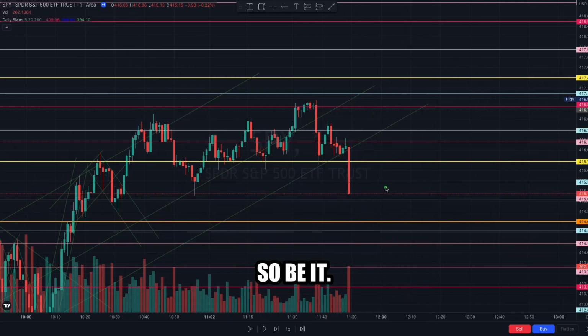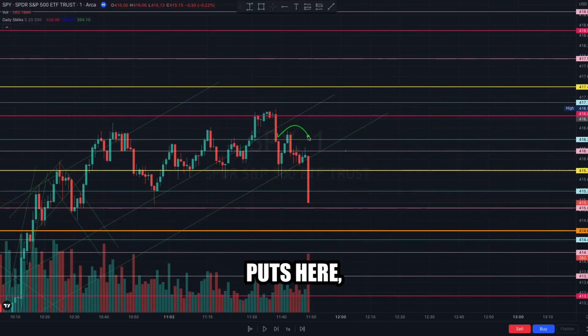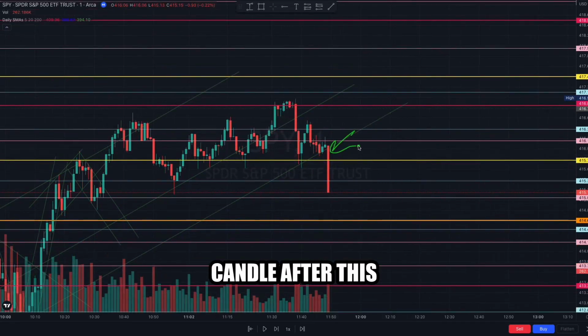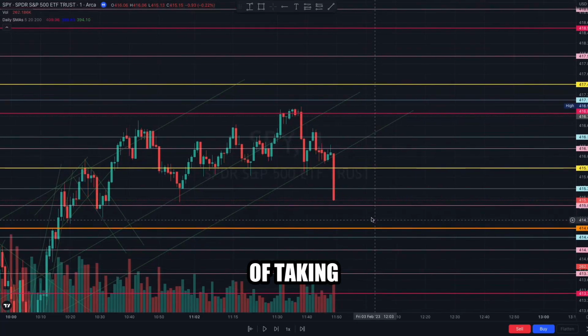If it goes down, so be it. Let it retrace. It will retrace some form of another. It will retrace back to yellow, or it will form some sort of bear flag and push down. So that's what we want to be paying attention to, even if you missed this trade. If you took puts here, right, and immediately we broke out of channel in a large volume red candle, immediately reward yourself. Take some profits here, right? Take some profits immediately, especially after every large red candle, because chances of a green candle after this red is very, very high. So you don't want to miss the chance of taking some profits here.